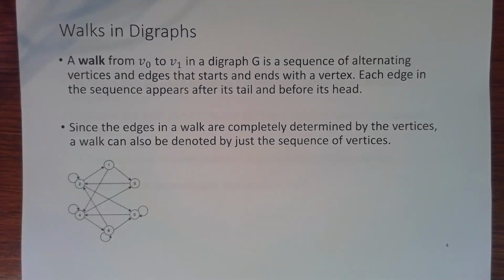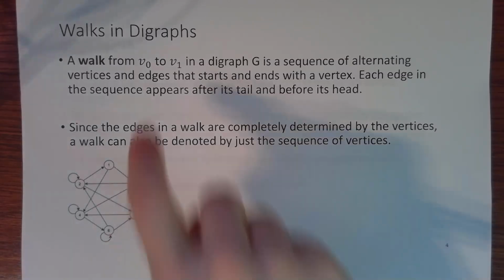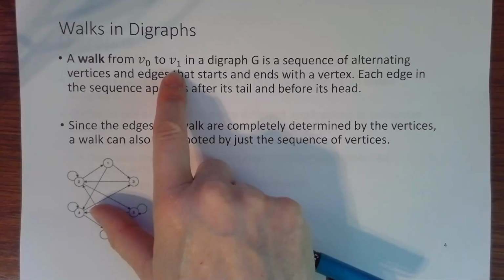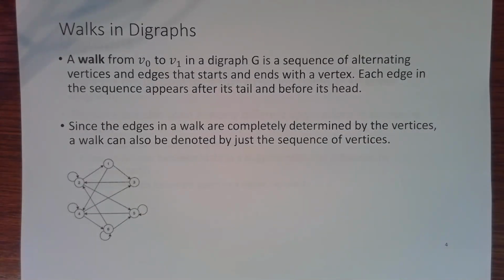So first of all, we're going to look at a walk in a digraph. A walk from one vertex v0 to another vertex v1 in a digraph G is just a sequence of alternating vertices and edges that starts and ends with a vertex. So the first has to be a vertex, the last has to be a vertex, but other than that it goes vertex, edge, vertex, edge, vertex, edge. And then each edge in the sequence has to appear after its tail and before its head. So that's a lot of words. Let's just look at an example.